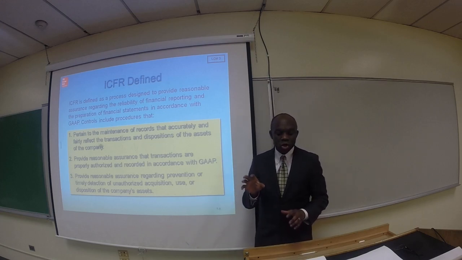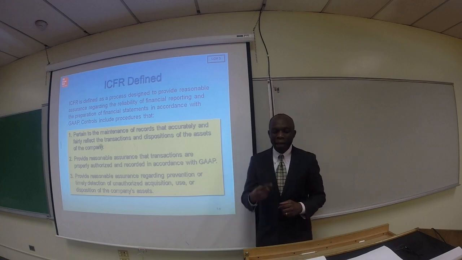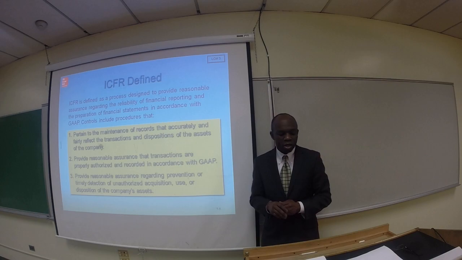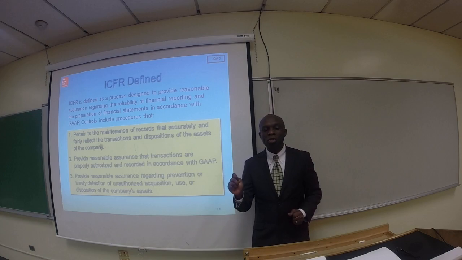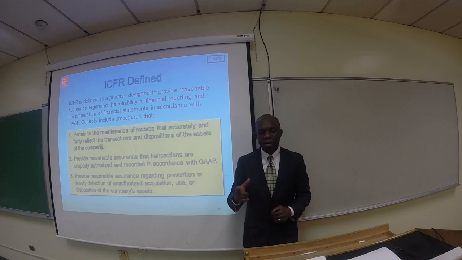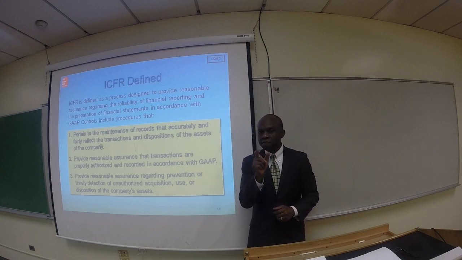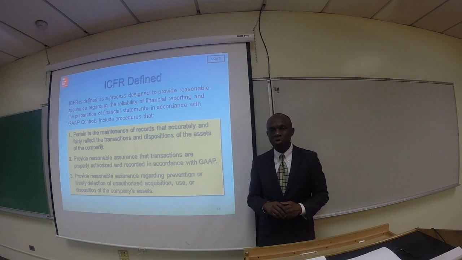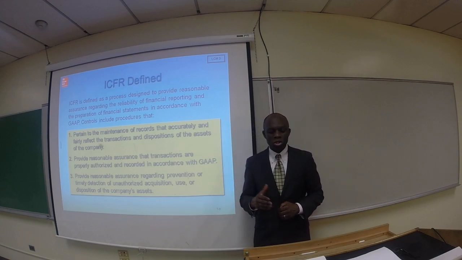Now here we are zeroing in on the first of these three objectives, which is reliability of financial reporting. So let's take a look at the definition of internal control over financial reporting. Here we are told that it is a process designed to provide reasonable assurance about the reliability of financial reporting and the preparation of financial statements in accordance with GAAP. Again, like I said, this is the first of the three objectives of an internal control system being put in place.